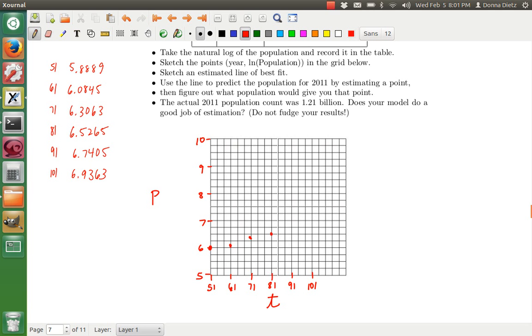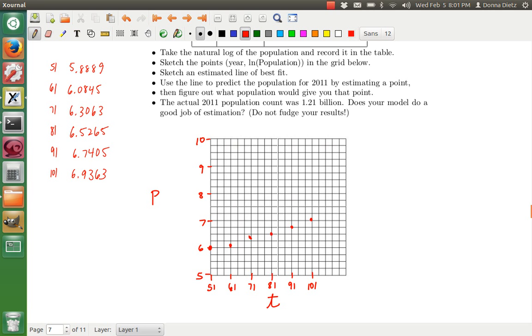There we go. 91, 6.75. It's really, really close to 6.75. So that would be right here. And then the next one's really close to 7. Okay, so we have some points here.